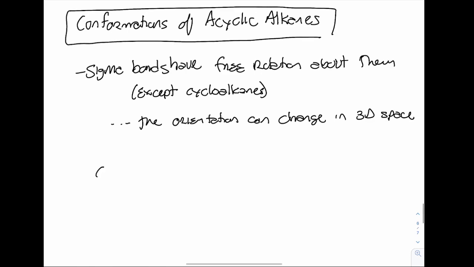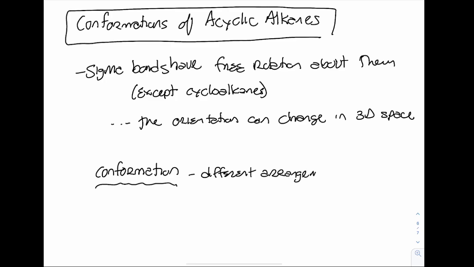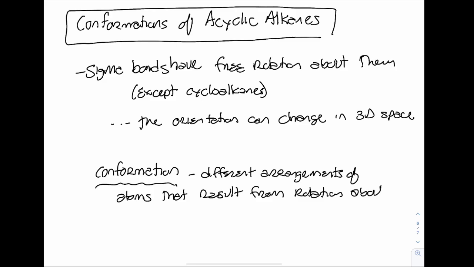So a conformation, that word, these are different arrangements of atoms that are interconverted by rotation around a single bond. So different arrangements of atoms that result from rotation about a single bond. That single bond, remember, is a sigma bond.